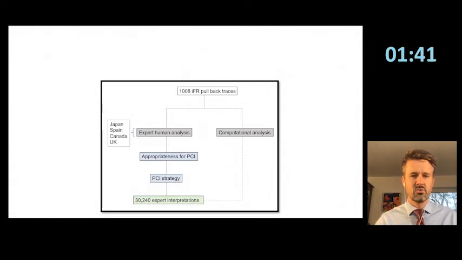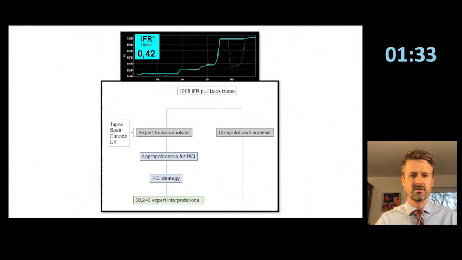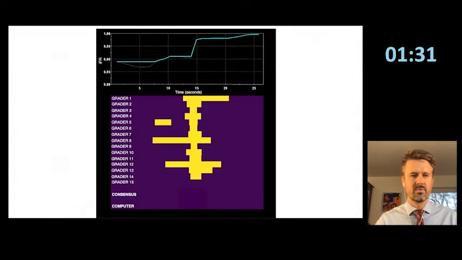We got expert human analysis from multiple centers, and they found not only whether the lesion was appropriate for PCI, but also offered a PCI strategy. And we compare that with a computer algorithm. And here what you see in yellow is the graders, the experts, grading where we think the lesion should be stented based on the pullback data. We have no access to the angiogram here. This is purely based on the pullback data.